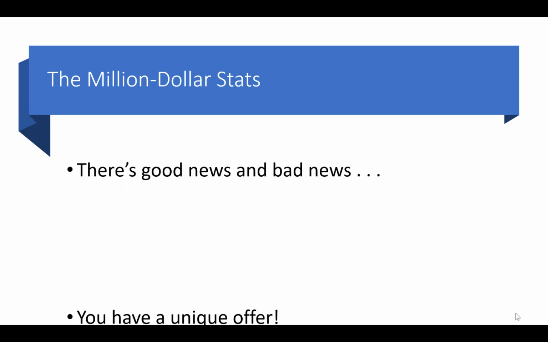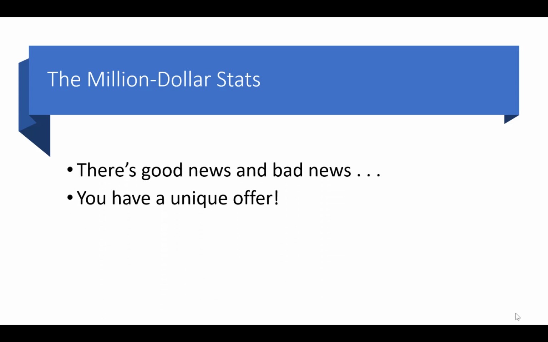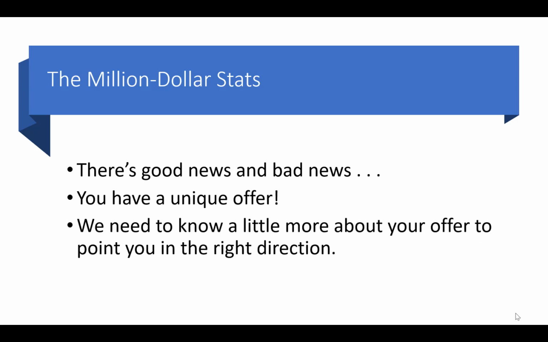So I realize that every single area and every single studio has its own nuances. But there's good news and there's bad news here. You have a unique offer. There is something that you are offering that is different than what the other studios in your area are offering. And we need to know a little bit more about your offer to point you in the right direction here as well. To know specifically, okay, these are the stats that we should be paying attention to, because you're in this type of area, you have this type of offer, and your studio's existed for this long.